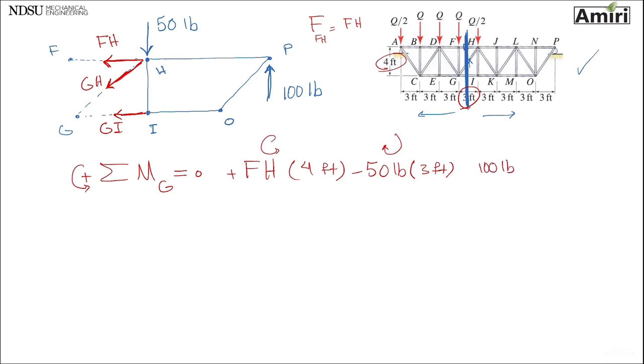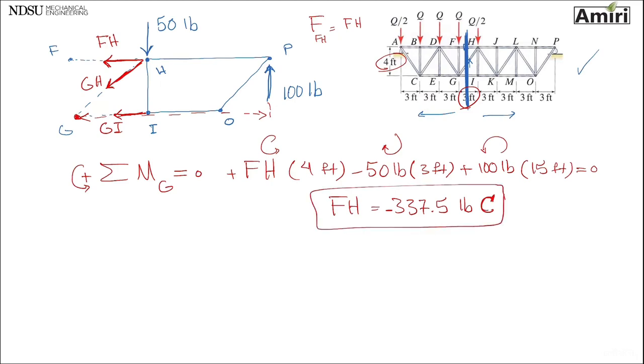The last force that I have is 100. The distance between point G and line of action of the 100 is this entire distance between G and P, which is going to be 15 feet. And it's trying to rotate it this way, which is with my sign, so it's a plus. There we go. The only unknown is FH, force of member FH, which is minus 337.5 pounds. So it is compression. If you want to write it in three significant figures, 337 compressive force. Negative doesn't really matter if you put it or not.